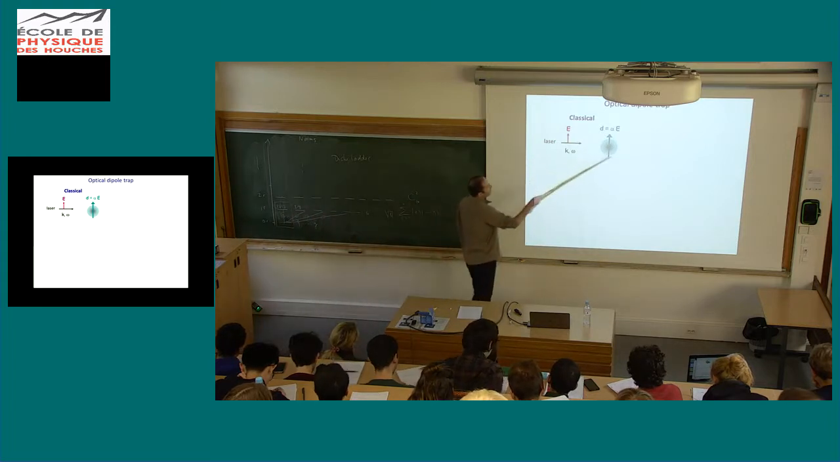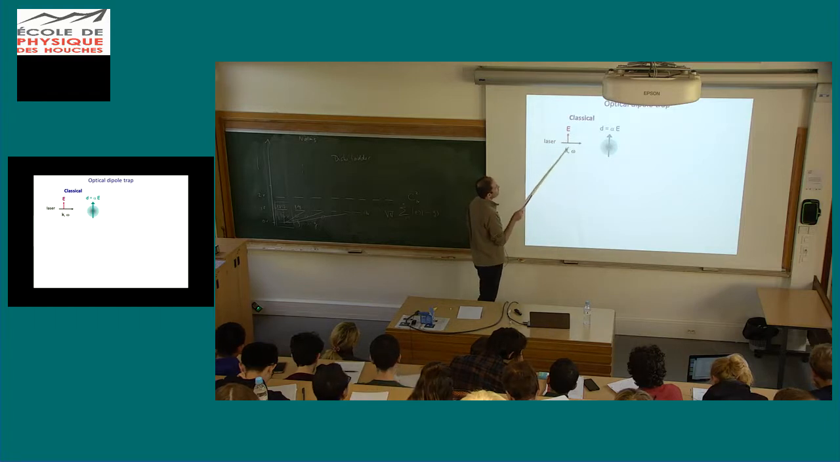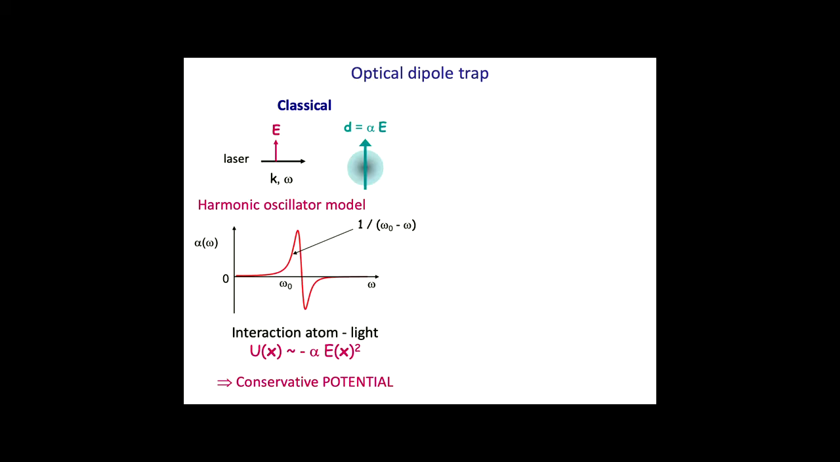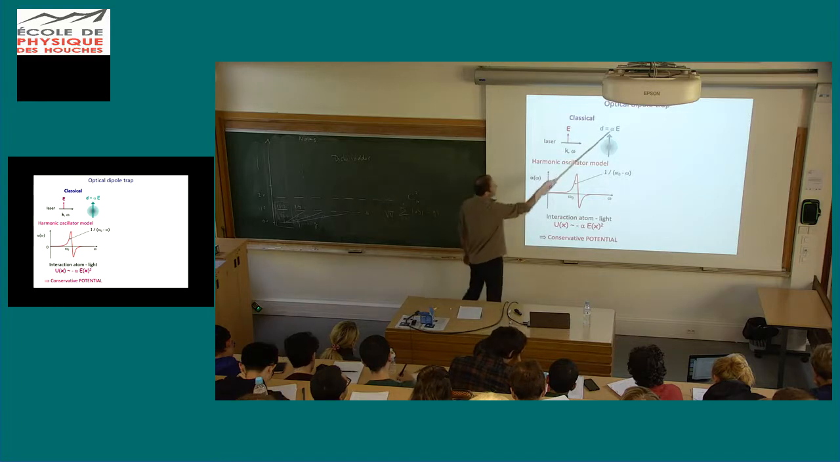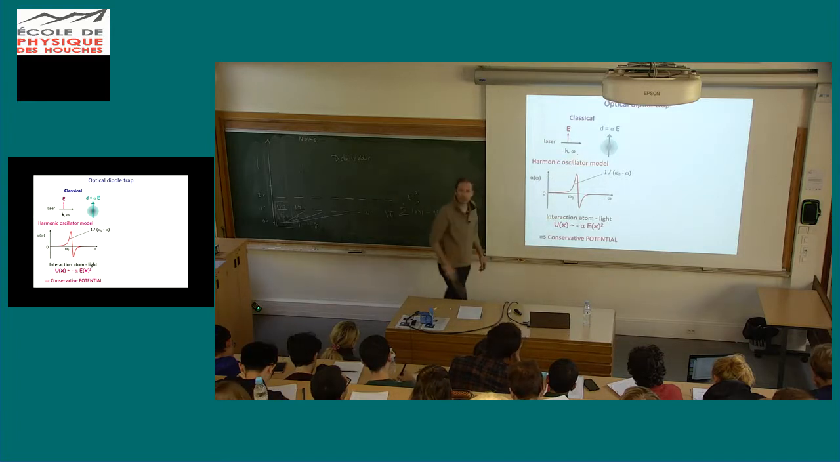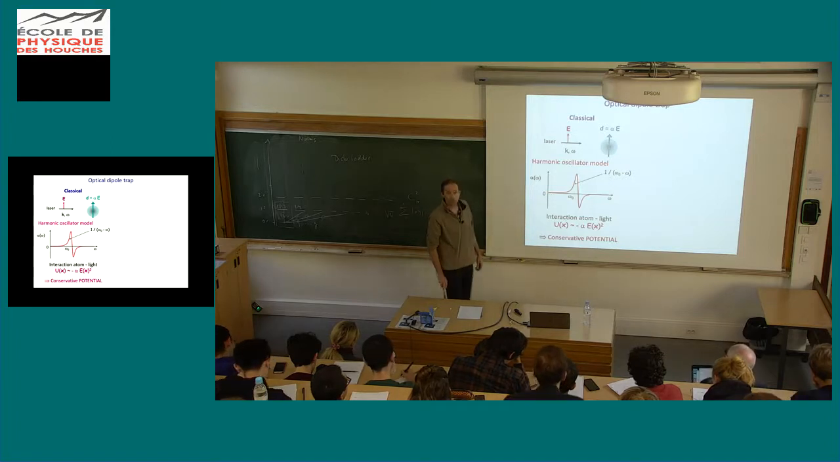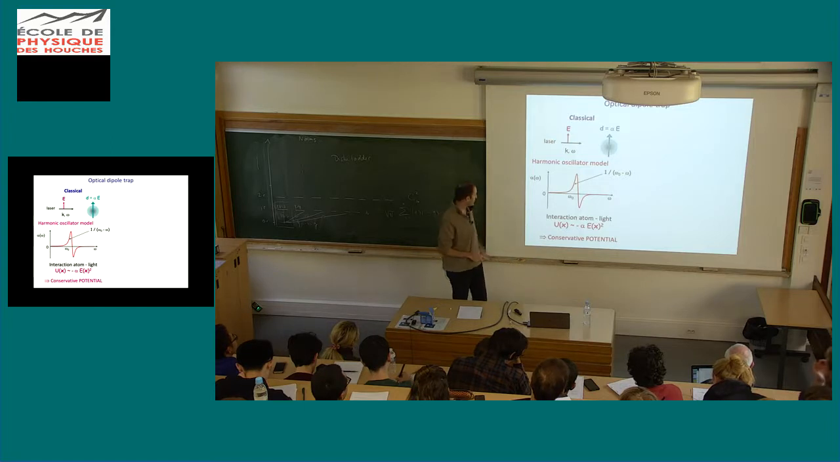You have an atom, which essentially is a polarizable medium. You act with an electric field, the one from the light, and you're going to induce a dipole. This dipole, if you are far from the resonance, essentially reacts in a dispersive way to the field. So this alpha here has this kind of dispersive shape. Okay, if you are far from resonance, it contains almost no imaginary part, which would lead to the dissipation.